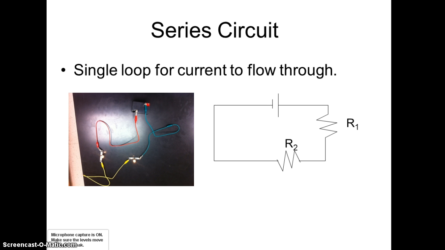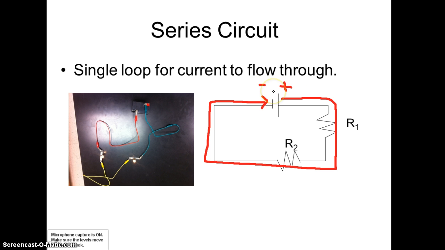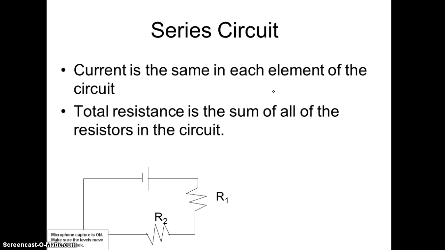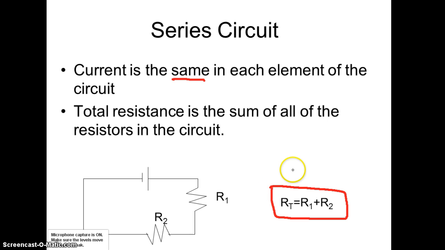2 types of circuits. First one's a series. Notice there's a single loop, so there's one path for this electricity to flow. It cannot change direction. It just goes one way, always from positive to negative. The current is the same in each element, and the resistance is the sum, so it'd be R1 plus R2. So this is in series. You add them up.